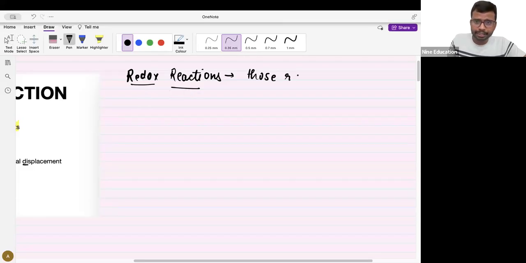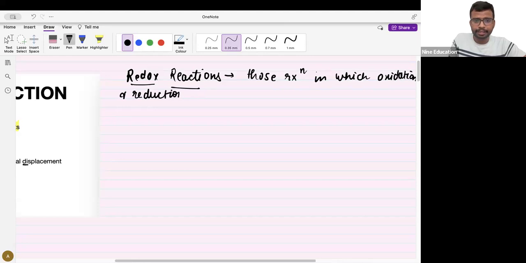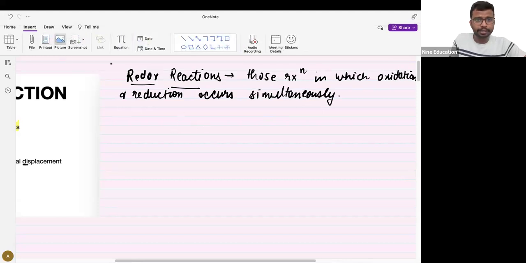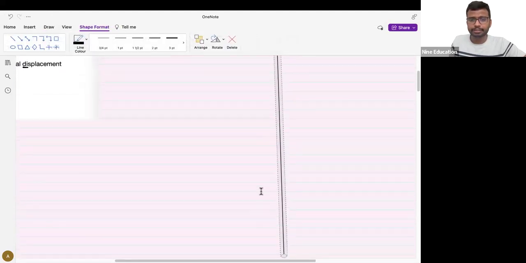Beta, what are redox reactions? Those reactions in which oxidation and reduction occur simultaneously. You all know, if both are occurring, oxidation is also occurring and reduction is also occurring, then it is called oxidation and reduction reactions.